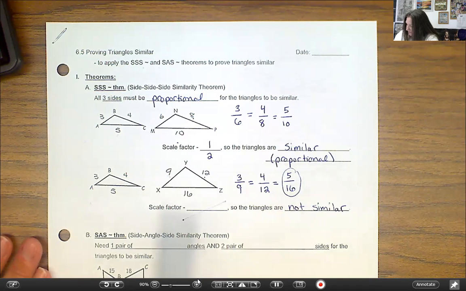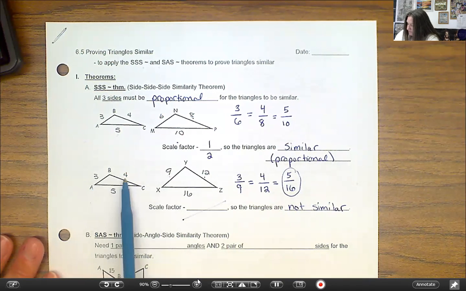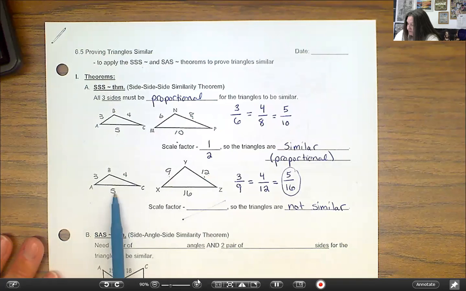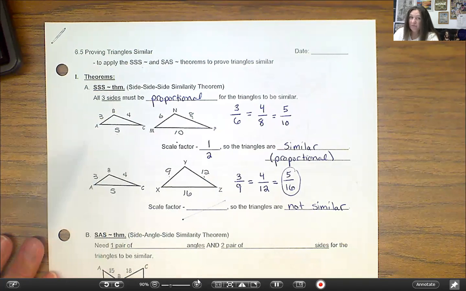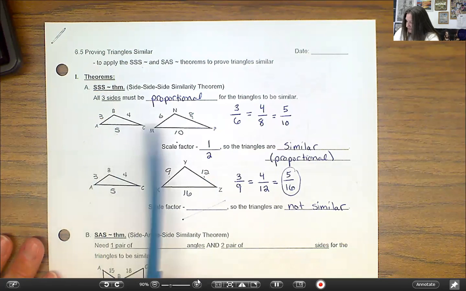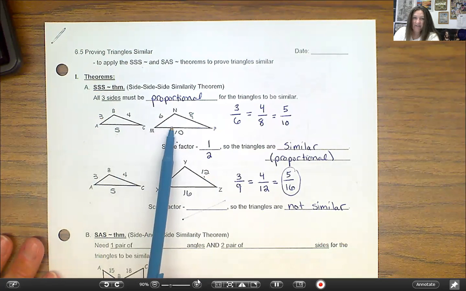You can kind of tell by that scale factor, right? So 3 times 3 took us to 9. 4 times 3 took us to 12. So 5 times 3 should take us to 15, okay? But it does not in that case. So I would be able to prove that these triangles are similar, but these triangles are not.